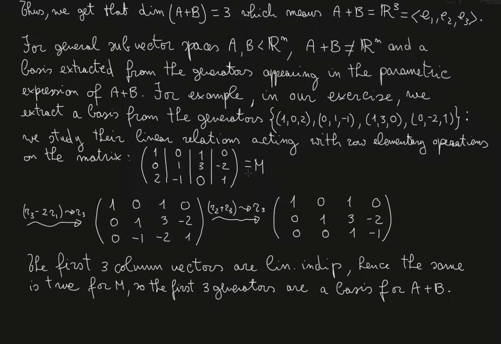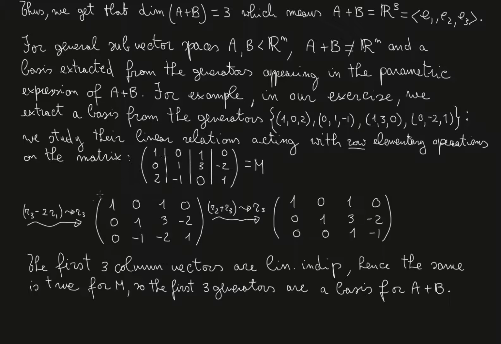We call this matrix M, and we operate with row elementary operations. It is very important that we are operating with the row elementary operations, and we construct this matrix by taking our vectors and writing them as columns of the matrix. This will not work if we construct the matrix writing them as rows instead of columns and then operating on rows. So we have to operate with row elementary operations on this matrix constructed putting the vectors as columns.